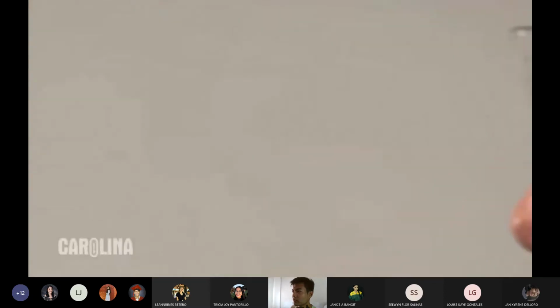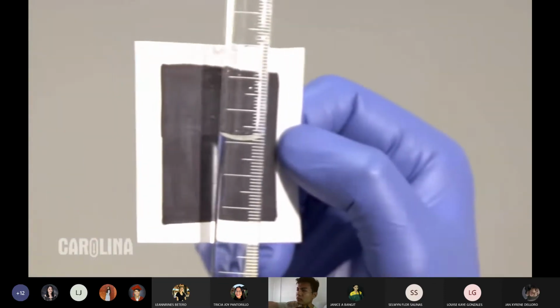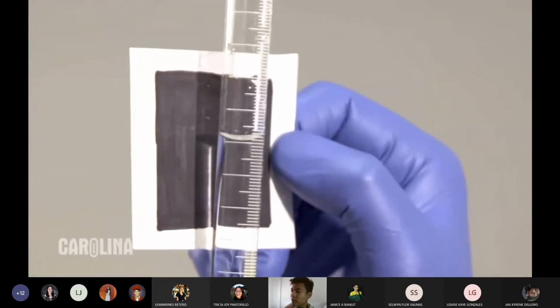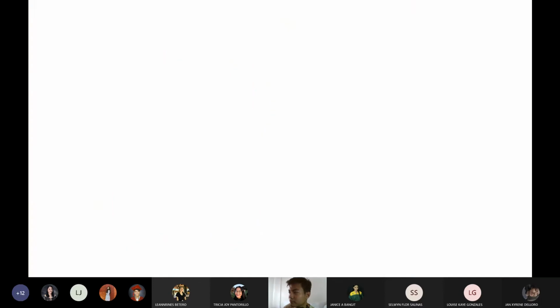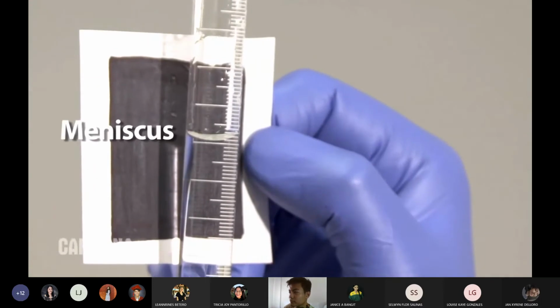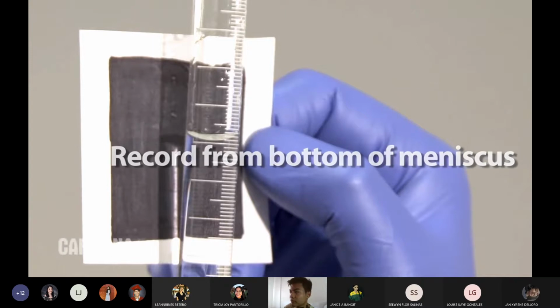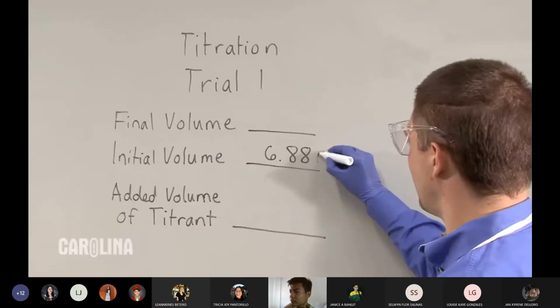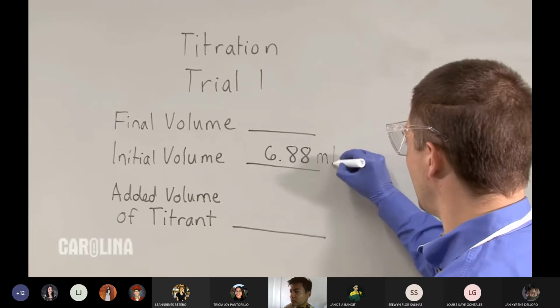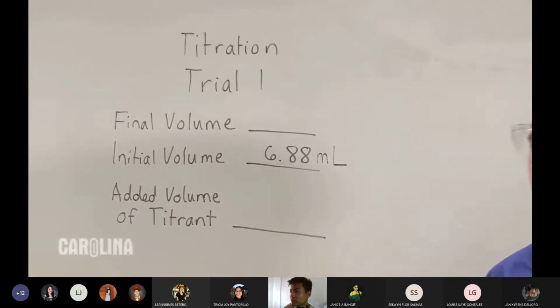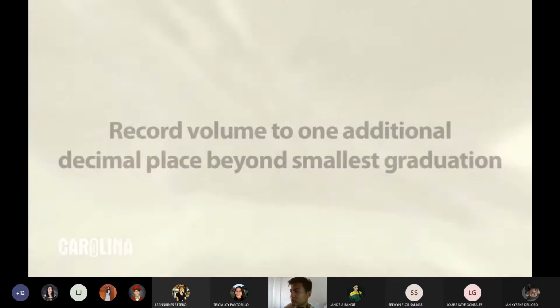Record your starting volume. It is important to accurately read the volume on the Burette. First, note that the liquid forms a concave meniscus because the water pulls itself up the side walls of the glass. You should read the volume from the bottom of the meniscus at eye level. Secondly, it is important to read your volume to the correct number of significant figures. This Burette indicates volume to the nearest 0.1 milliliters.